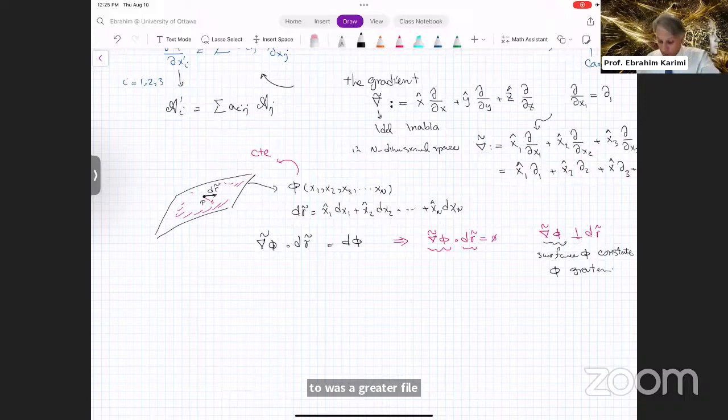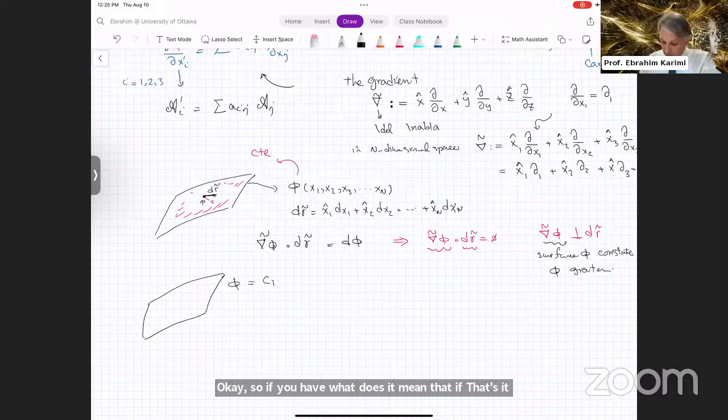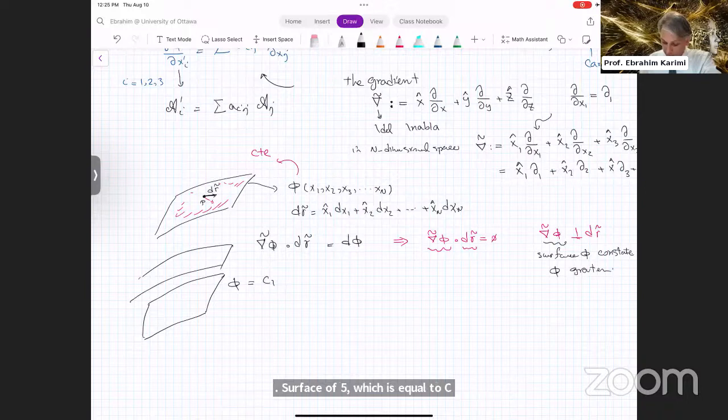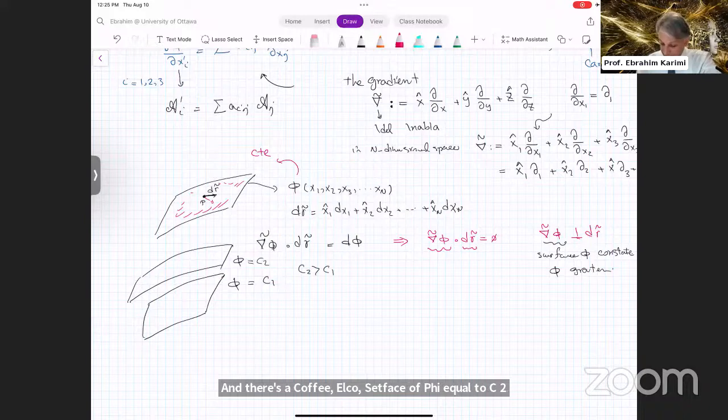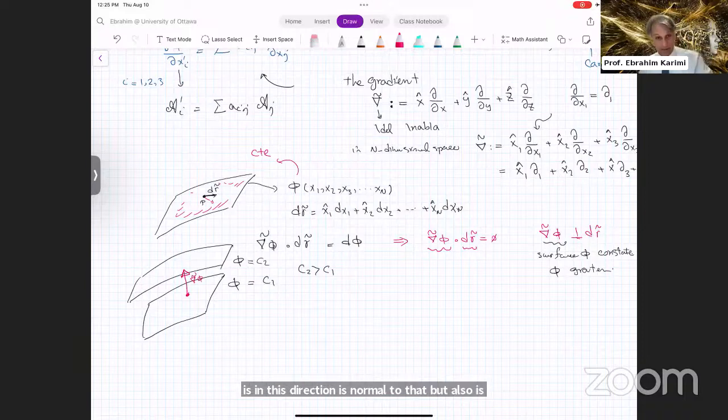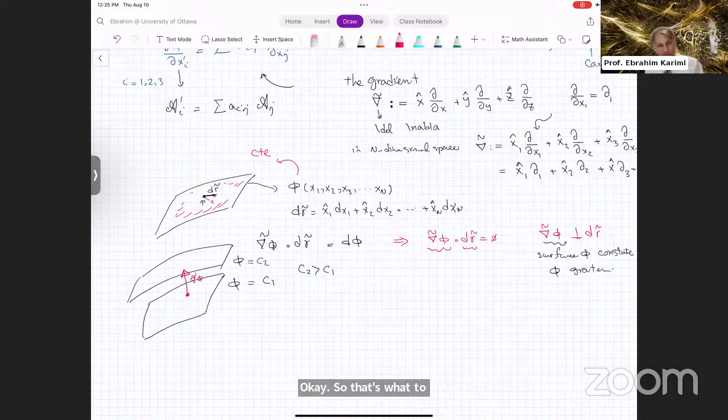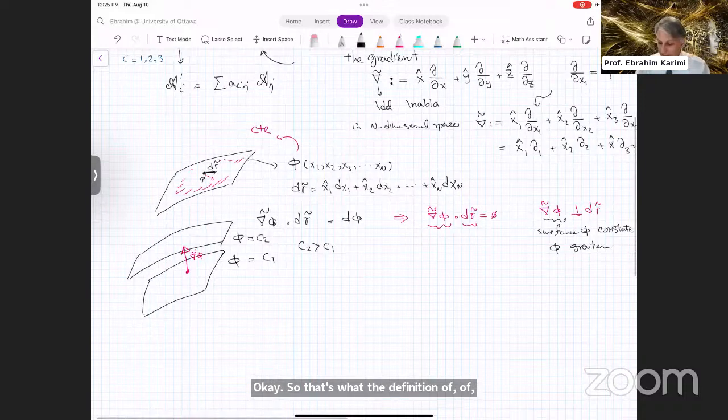So what does it mean? If that's a surface of phi equal to C1, and that's another surface of phi equal to C2, and C2 is greater than C1, then definitely the gradient is in this direction, normal to the surface, but also towards increasing phi. So that was the definition of a gradient. And I made an example last time.